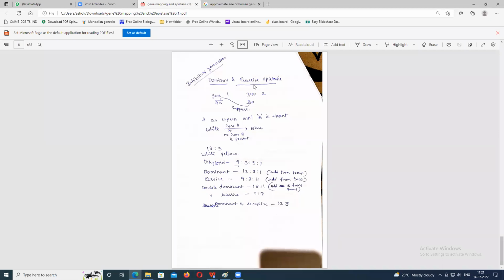Yes sir. Dominant and recessive epistasis. This gene is dominant, this gene is recessive. But here the specialty of B is that it says, I won't express, but I won't let A also express. If A alone is there, it will express and give blue color. But what does B do? Whenever capital B is with capital A, B won't allow A to express. That means B is suppressing A.